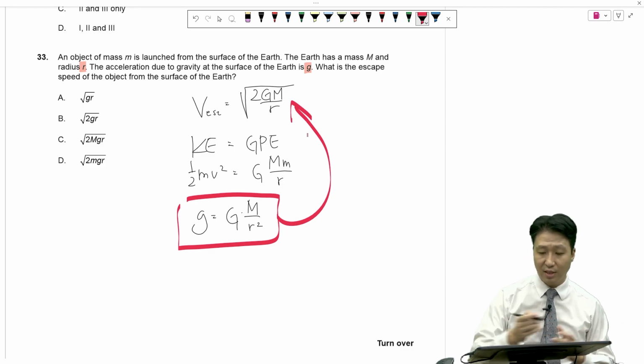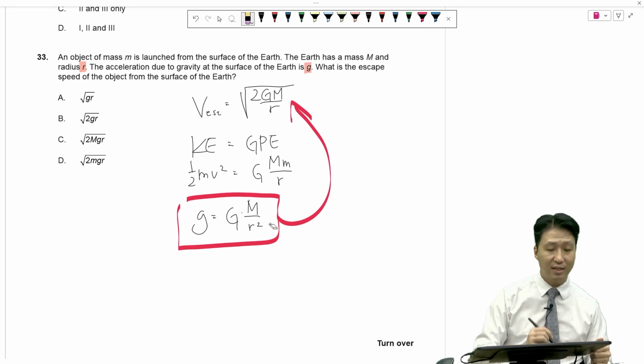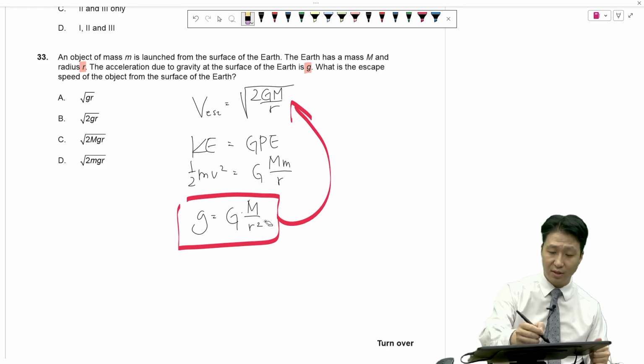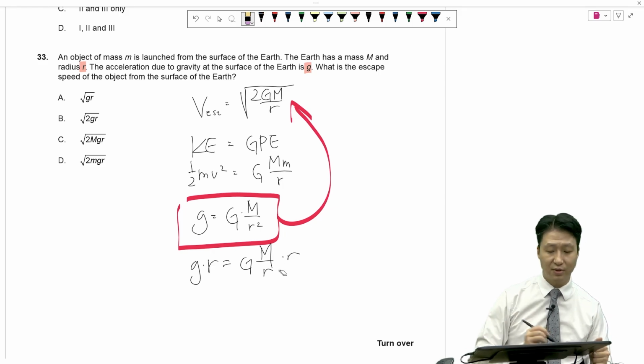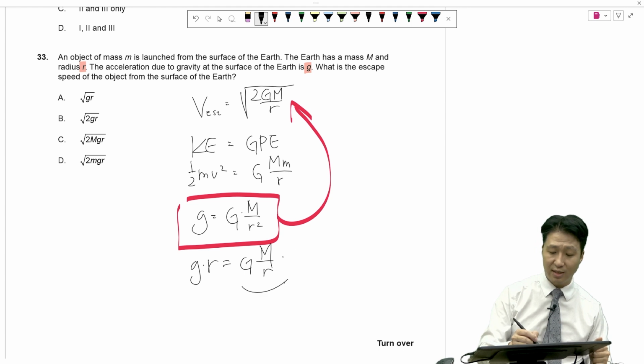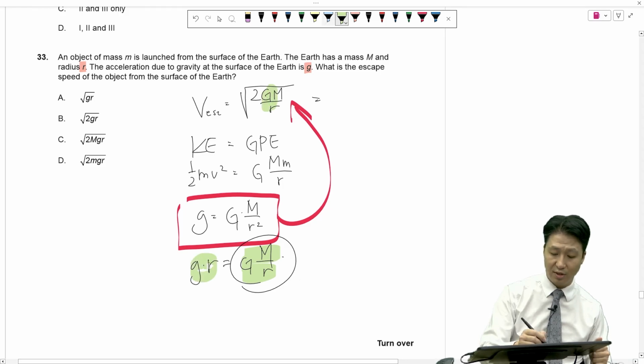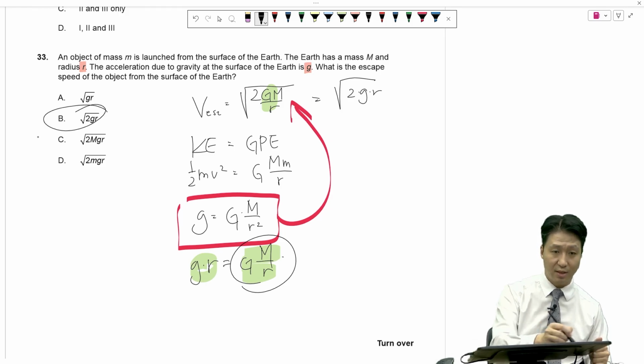There's lots of ways to do it. You can either use the mass equals to something and substitute it. What we're going to do here, though, is just multiply it by r. g, gravitational field strength, times r is equal to the gravitational constant times the mass of the planet divided by the radius, because it's radius squared times r, of course. This squared cancels out, and this is exactly what we have in our equation here. Which means if we substitute this with g times r, you get the square root of 2 times the gravitational field strength times r. The answer is B.